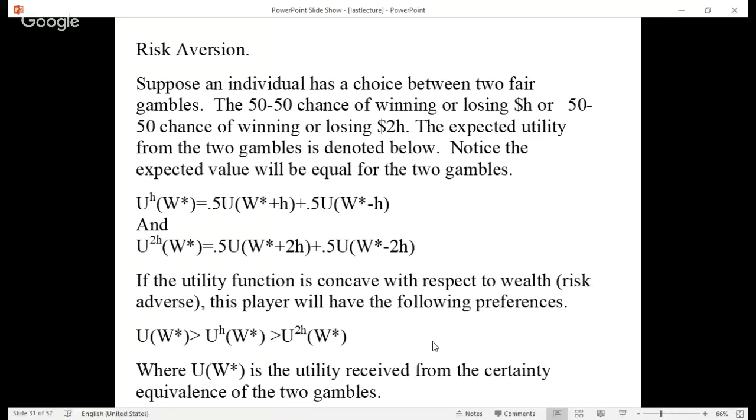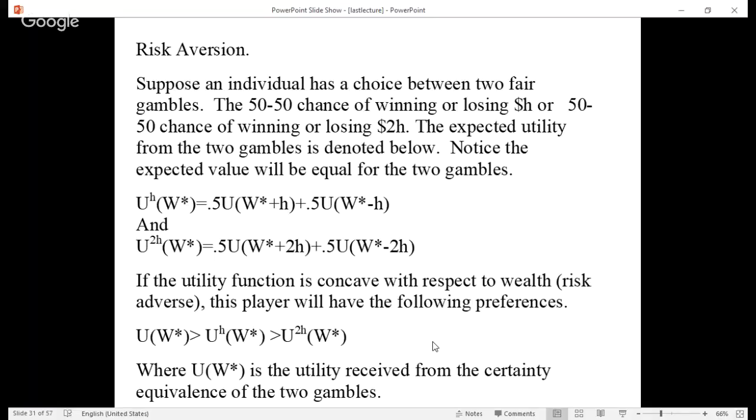I set up another gamble where again there's a 50-50 chance where I win 2H or lose 2H. So my utility from that first gamble, since it's 50-50, is 0.5 U(W* + H), where W* is the wealth I start with. H is how much would add to my wealth if I win. And the second part is 0.5 U(W* − H), and this minus H is if I lose. And then the utility from the second gamble, U2H(W*), is 0.5 U(W* + 2H) plus 0.5 U(W* − 2H).